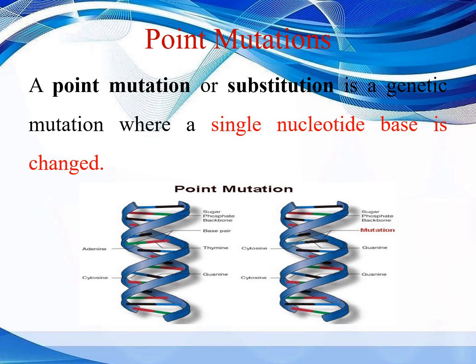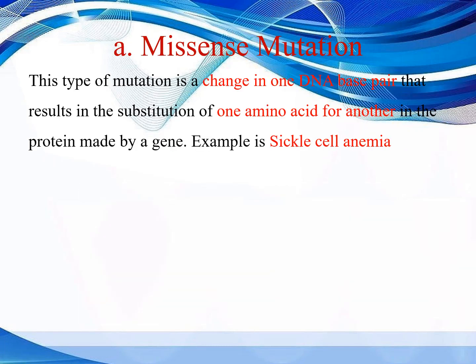Point mutation is a genetic mutation where a single nucleotide base is changed. Missense mutation is a change in one DNA base pair that results in the substitution of one amino acid for another in the protein made by a gene, for example, sickle cell anemia.